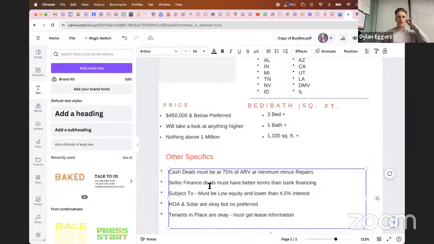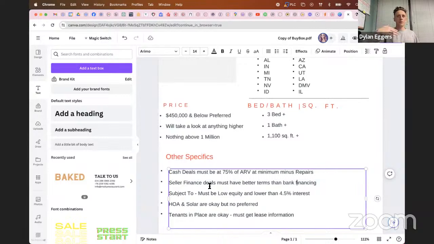Branson asked about 75% of the ARV minus repairs in any state. It's a general rule of thumb. Some states like Colorado, 75% is a great rule because we appreciate pretty quickly. For Cali, you're probably fine with 75%, sometimes even 80%.